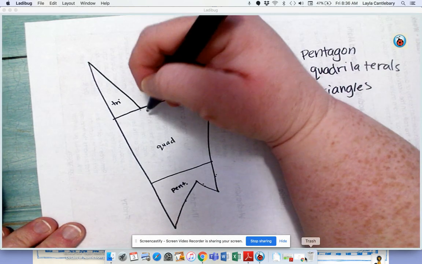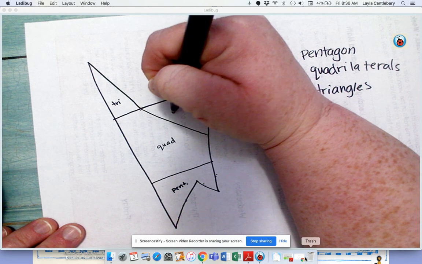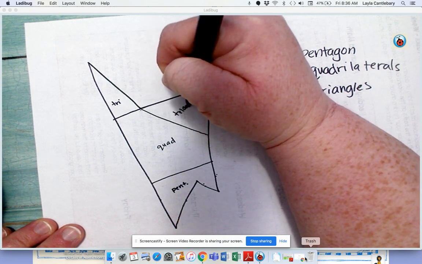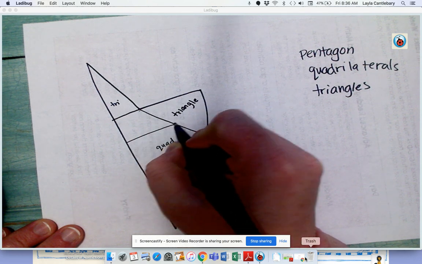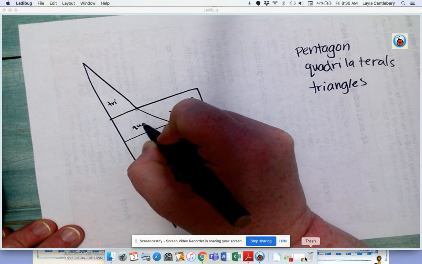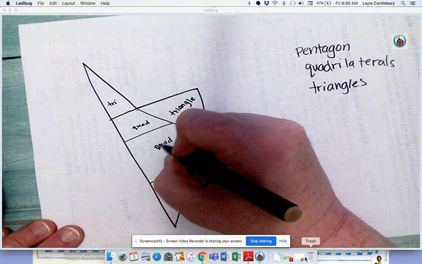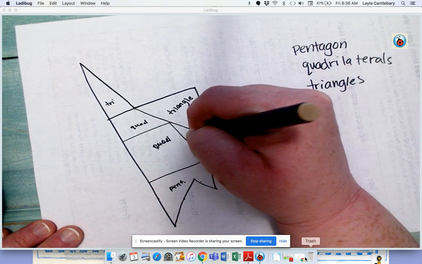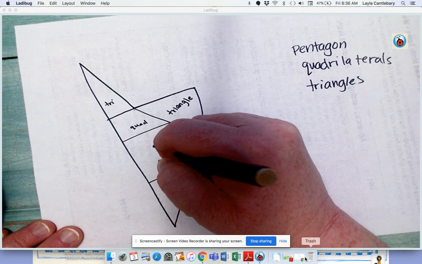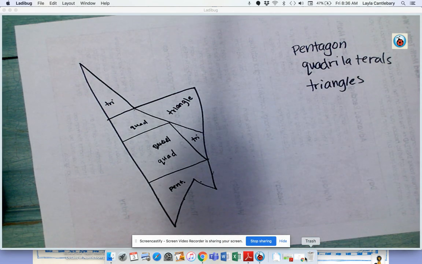I could continue and I could make another triangle here. And then there's a quadrilateral. Now this is not a quadrilateral anymore though. But I could do this, and that's another triangle. And then now I have a quadrilateral. So I could make it into even smaller shapes.